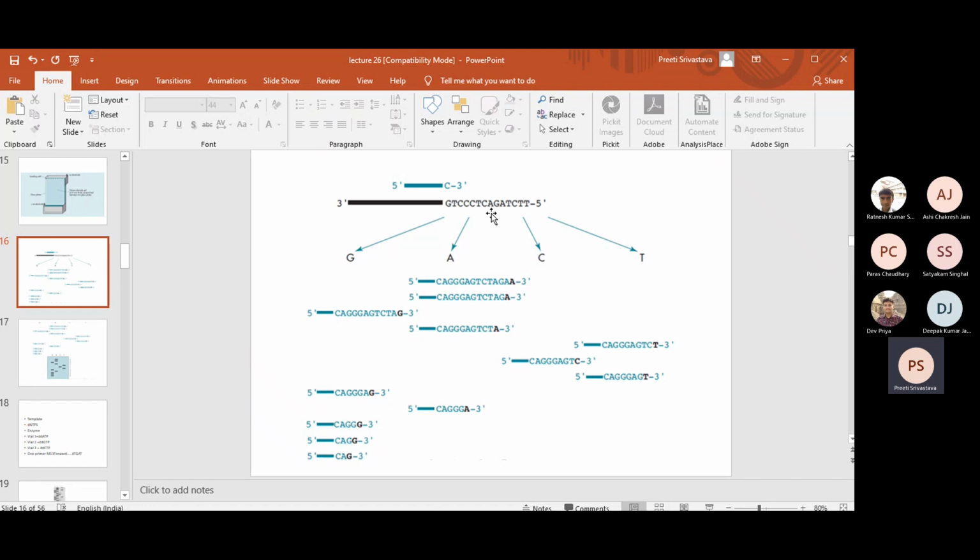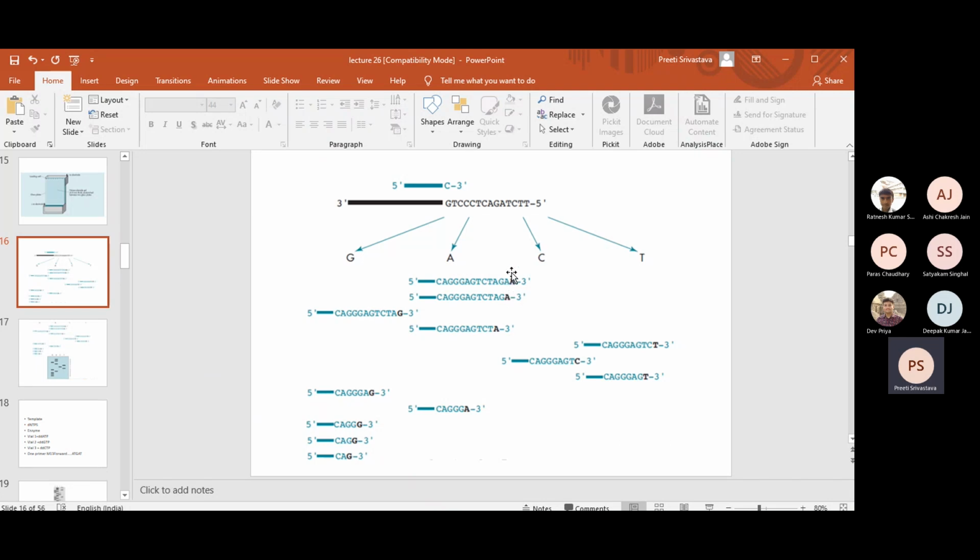At the eighth position. Okay, I'll tell you in a second about the second position. Then the next A will come here, and so on, right?